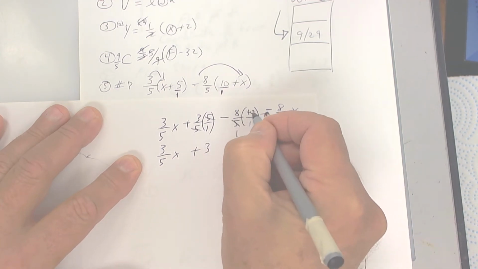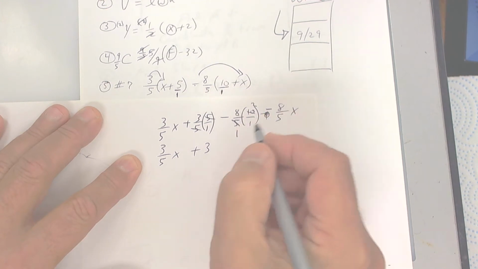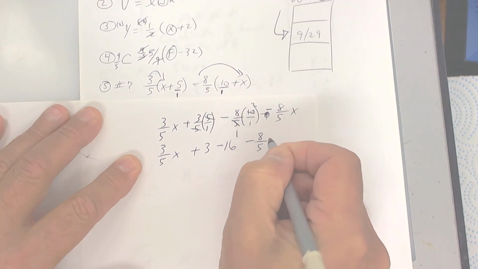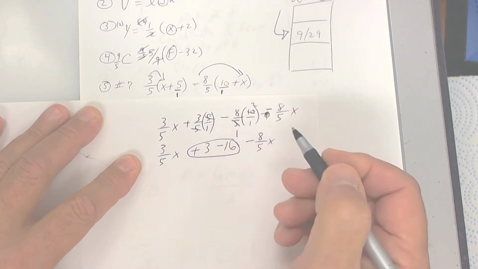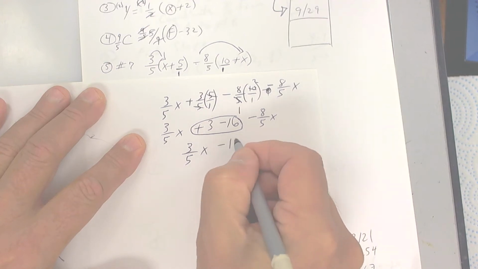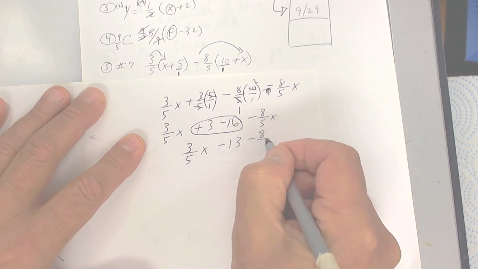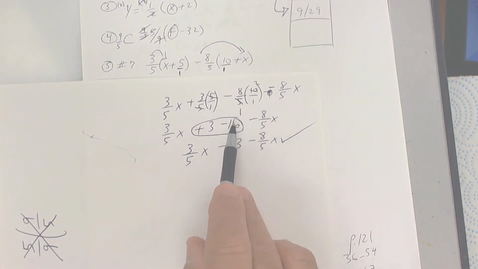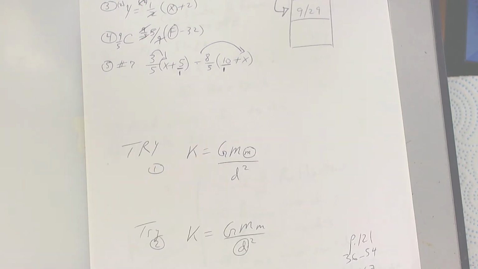5 goes into 5 once, 5 goes into 10 2 times. 8 times 2 is 16, so that's minus 16. And then minus 8 over 5x. These are like terms, so you can combine them. So it's going to be 3 over 5x minus 13 minus 8 over 5x. And that should be your answer. You have more minuses as opposed to positives. All right, let's keep moving.